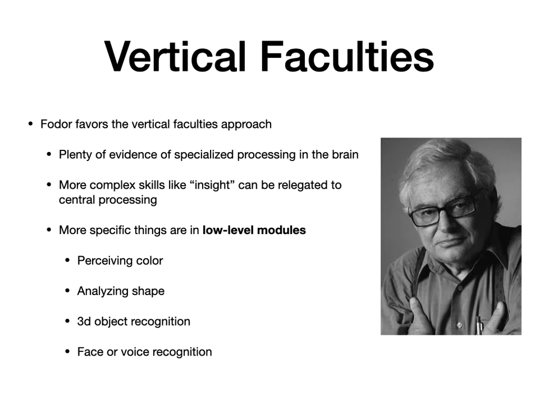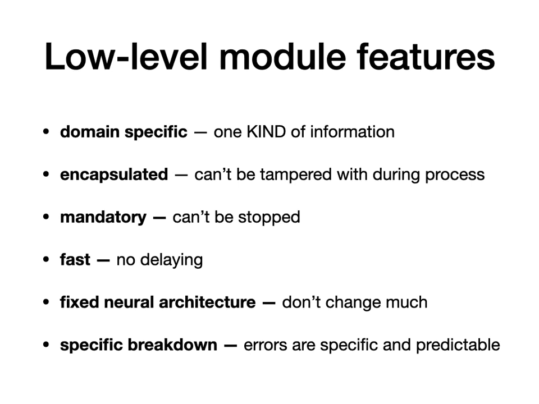So the idea is that these low-level modules have some specific features. They're domain-specific, so there's one kind of information allowed in this module. It might change form by the end, but it doesn't just take any information. It takes specific information. The thing that helps you name an object is taking features of that object only. It doesn't take your dad's name. It takes object features, right? It's encapsulated, so it can't be tampered with during the process. There's no entry point for more information in these modules.